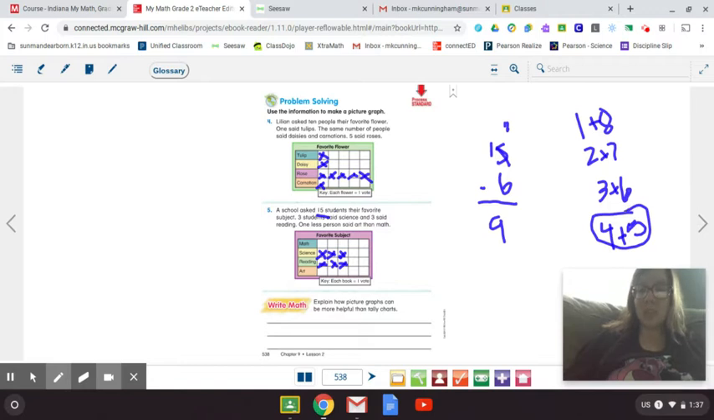1 less person said art than math. 1 less. So that means the smaller number is how many kids liked art. So we have 1, 2, 3, 4, and all we have left is the number 5, and we have 5 people that liked math, okay?